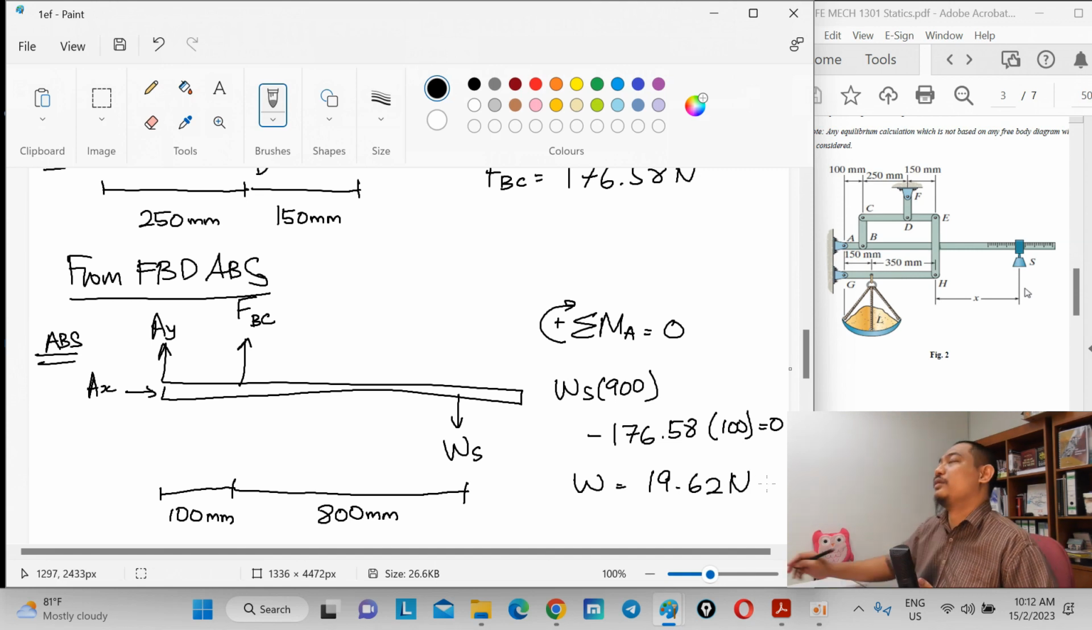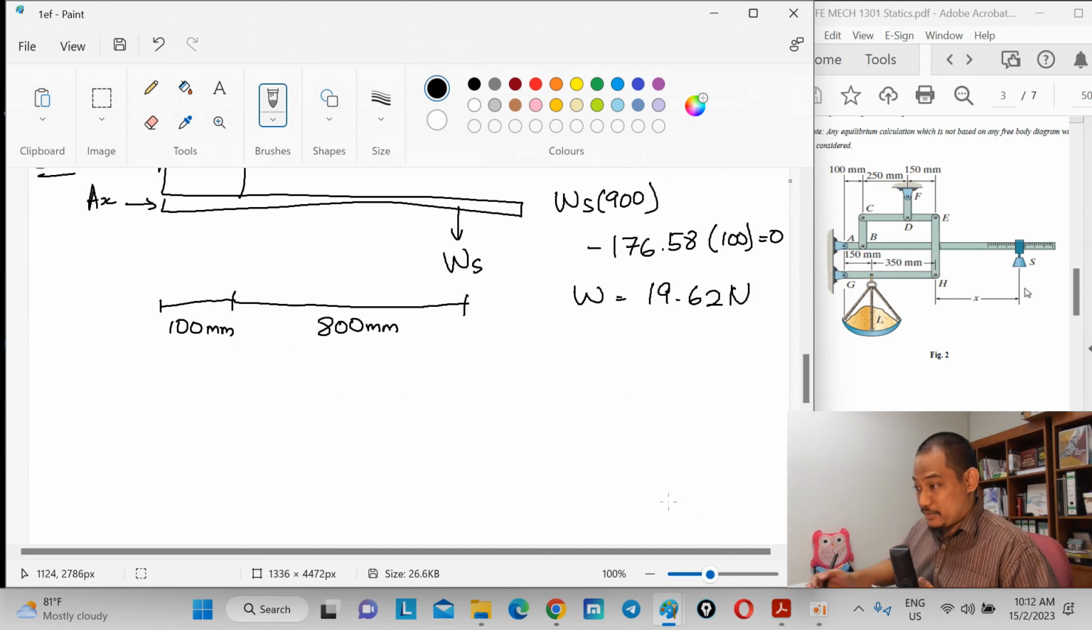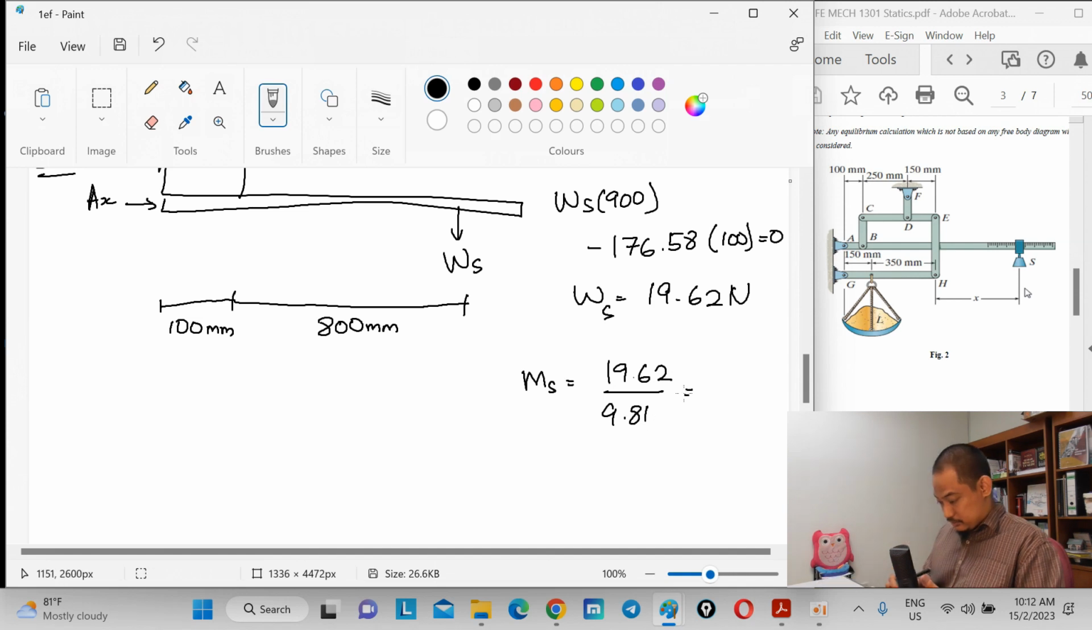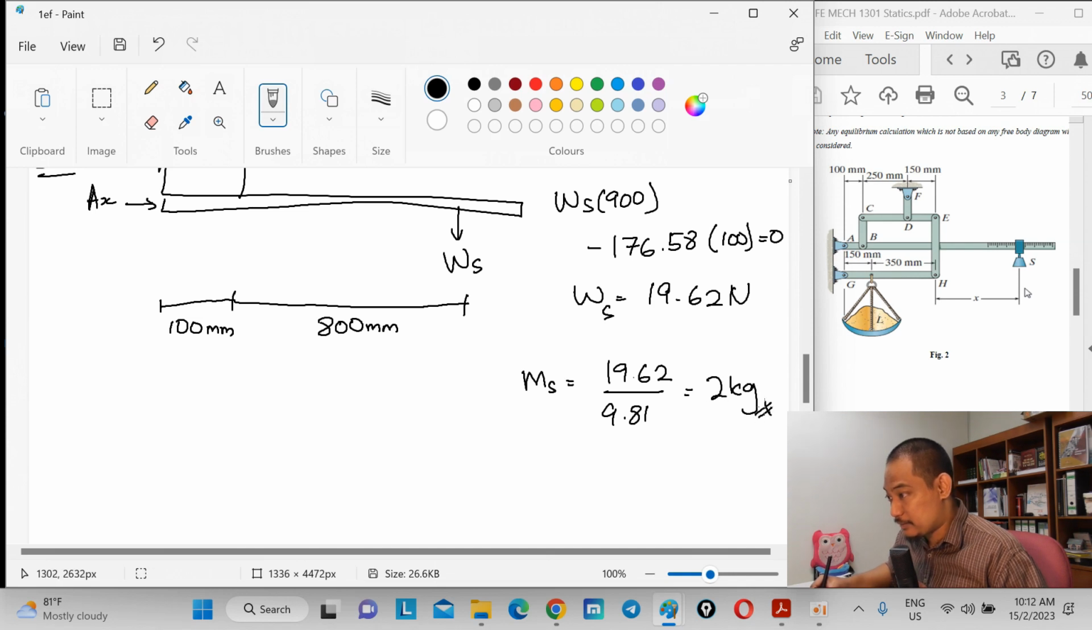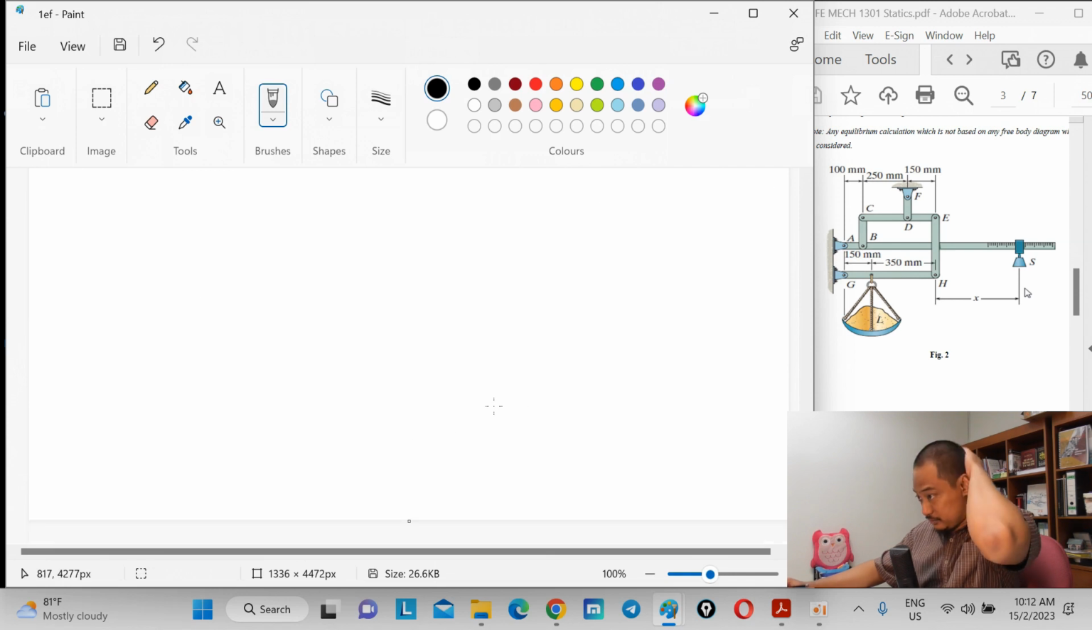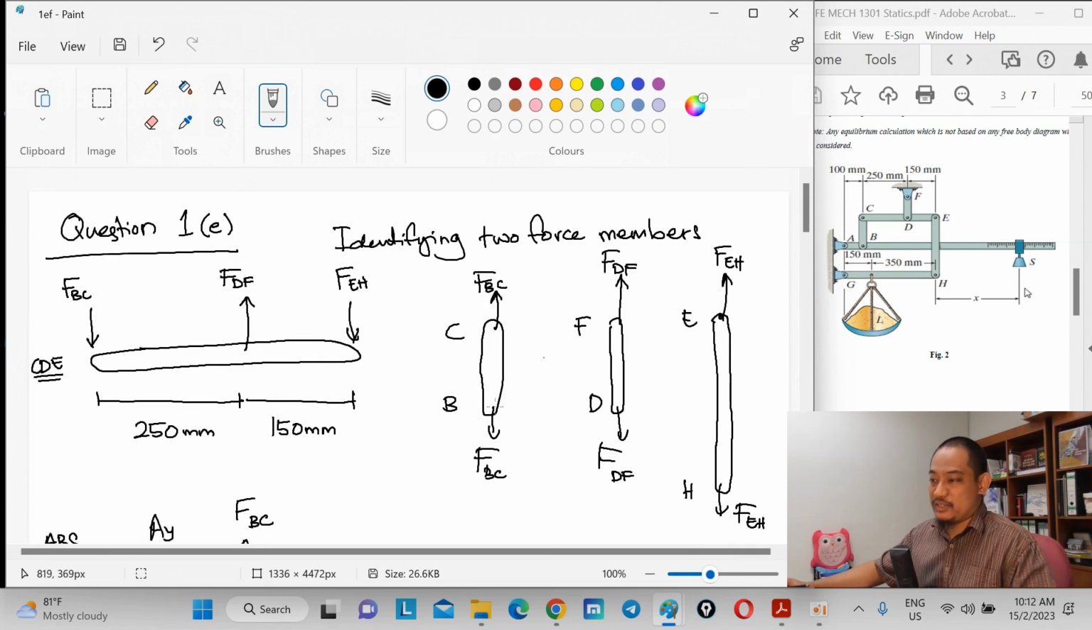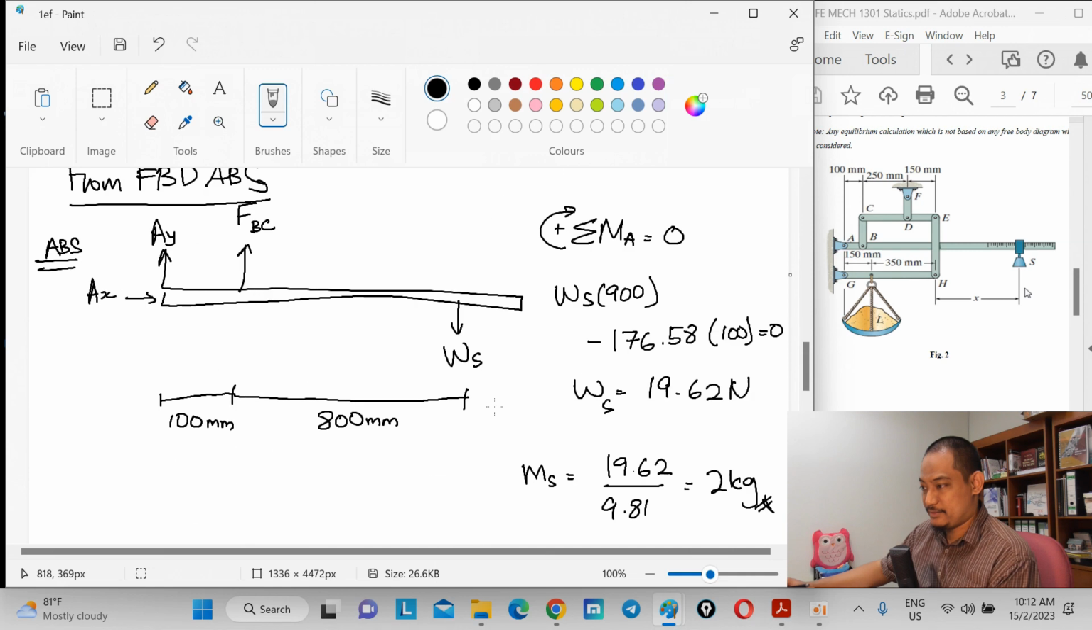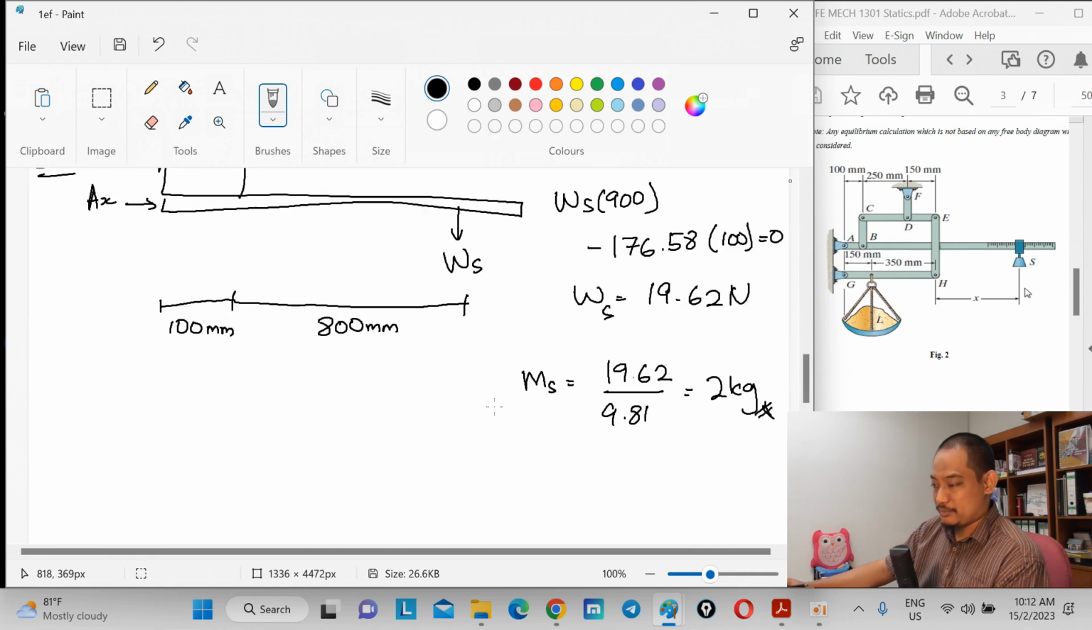Newton. So the question asks for mass. So this is WS, right? So MS is 19.62 divided by 9.81. It is 2 kilogram. Alright. So that is question 1E, right? 2 kilograms. So yeah, you have to check.